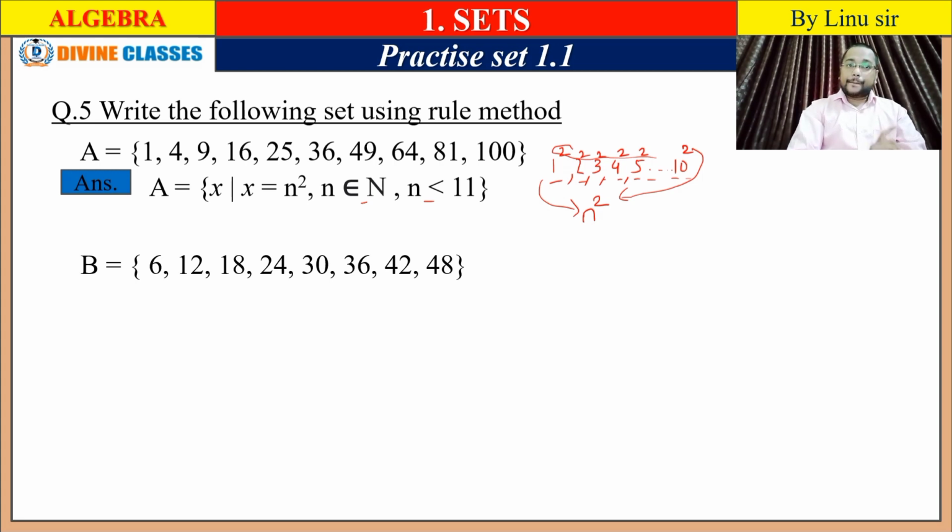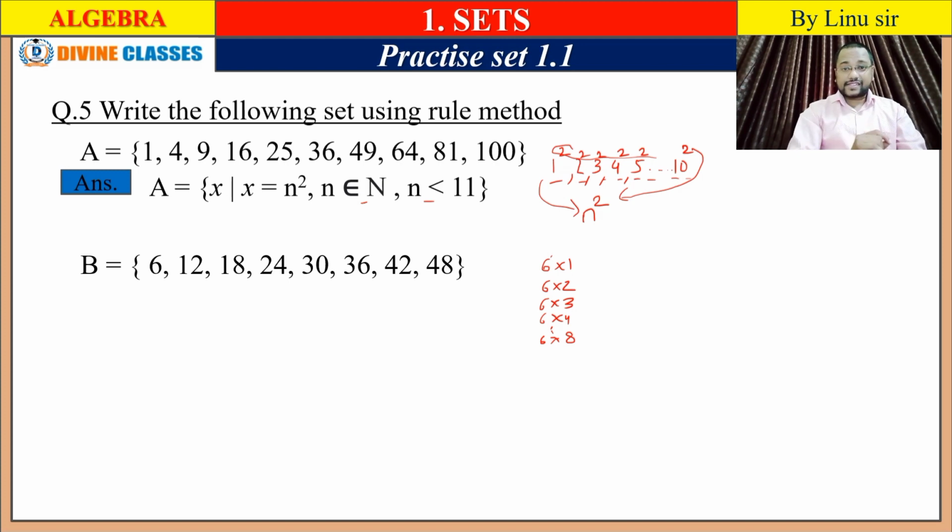Question number 2, B is equal to curly bracket open 6, 12, 18, 24, 30, 36, 42, 48, curly bracket close, right? So we know this is the table of 6, right? So first we'll define each element, right? So 6 can be written as 6 ones are 6, 6 twos are 12, 6 threes are 18, 6 fours are 24. In this manner till 48, that is 6 eights are 48, right?